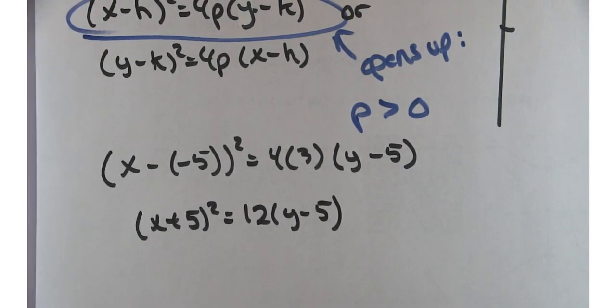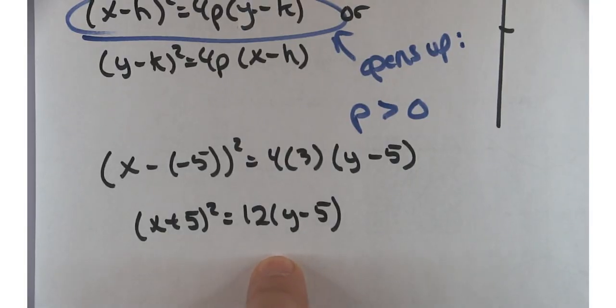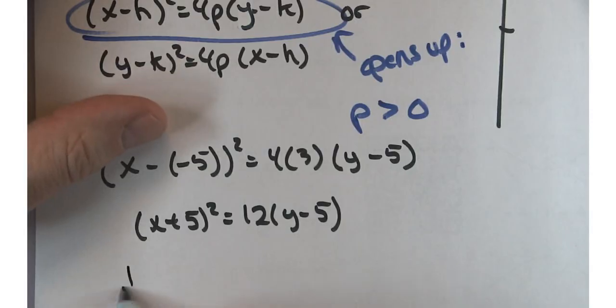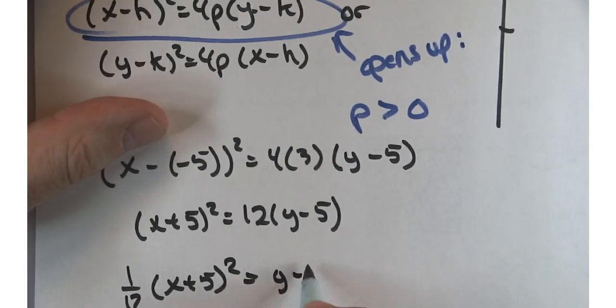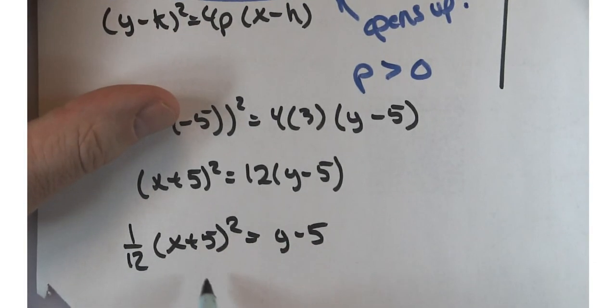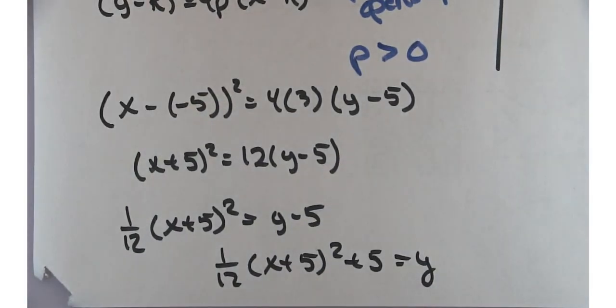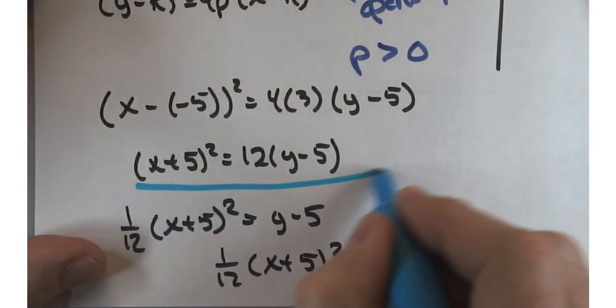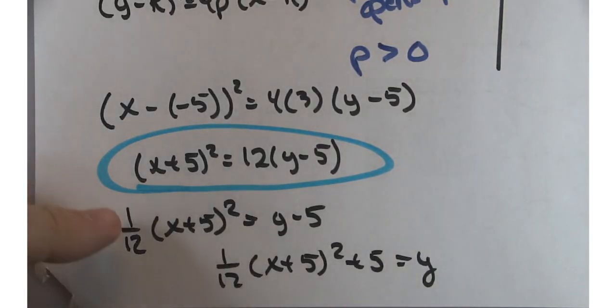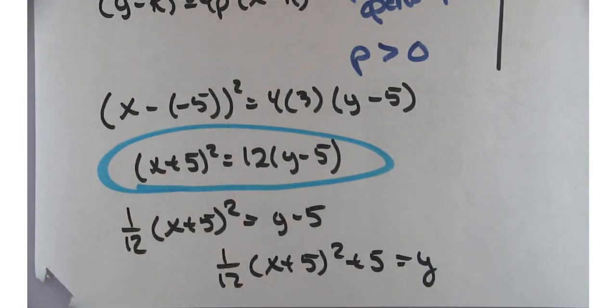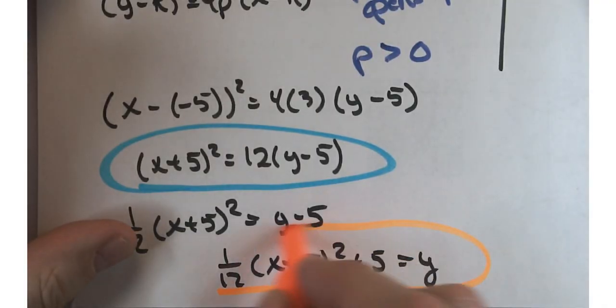From there, if you wanted to or needed to, you could solve for y. I mean, this is fine as far as I'm concerned, but you could solve for y if you divide both sides by 12. Then (x plus 5) squared over 12 equals y minus 5, and then add 5 to both sides. So overall, you'd be left with 1/12 times (x plus 5) squared plus 5 equals y. That's the form you'd have to put it in if you were going to graph it. Frankly, I'd be pretty happy if you got this far. And if you do this, you might as well go all the way and finish it up like this. So either of these two forms are looking good.